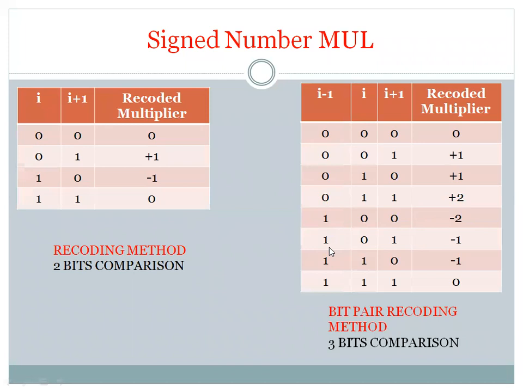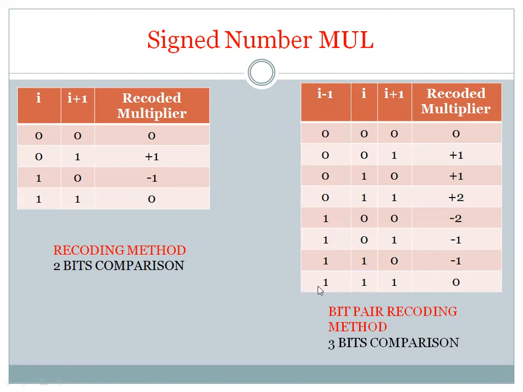Take the next row. The first bit is 1. Then we have to count the number of 1s in the combination. So how many ones in the combination? It is nothing but 1. Okay. So the first bit is 1, therefore -1. If we take the next row, the first bit is 1, and then we have to count the number of ones in the combination. It is nothing but only 1 is present here. Therefore, -1 is the recoded multiplier.